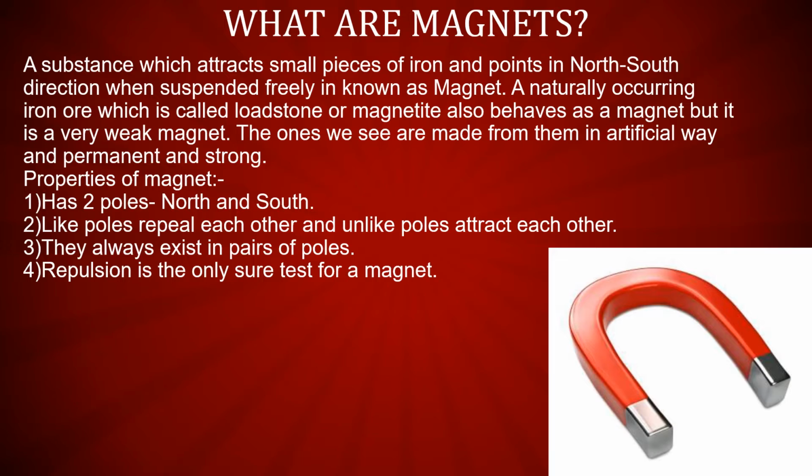So, even if you cut a magnet, both the pieces of a magnet will start behaving as individual magnets with north and south pole. Repulsion is the only sure test for a magnet. Why is that? That is because a magnet attracts iron, and also attracts the opposite pole of another magnet. Therefore, you cannot be sure if the other substance is a magnet or is it just another piece of iron.